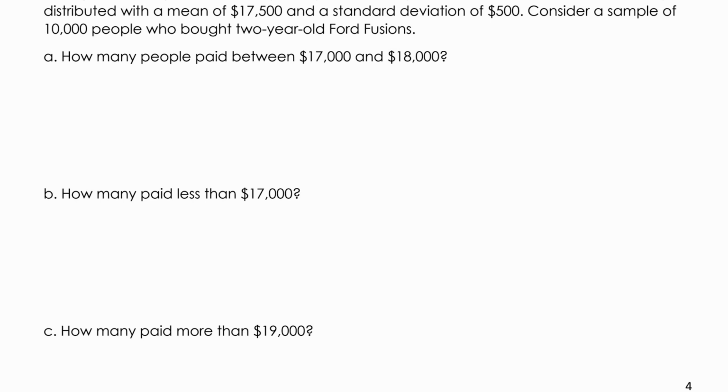Okay, the next example says, a survey finds that prices paid for 2-year-old Ford Fusion cars are normally distributed. So here's our keyword again, so we know it's going to be a bell shape. It has a mean of $17,500 and a standard deviation of $500. Consider a sample of 1,000 people who bought the 2-year-old Ford Fusions. So it says how many people paid between $17,000 and $18,000. So we're going to use our empirical rule to figure this out.